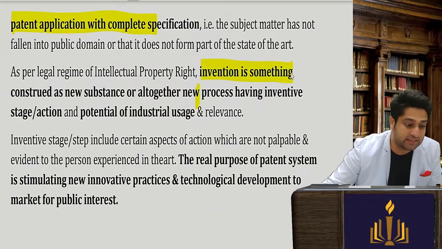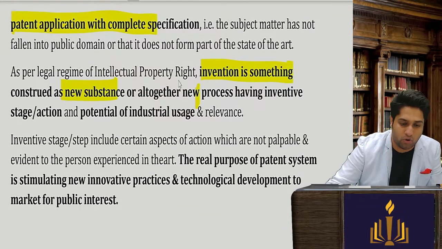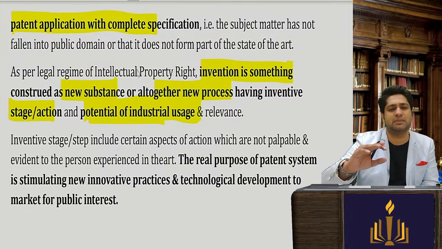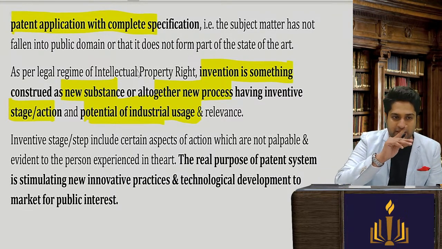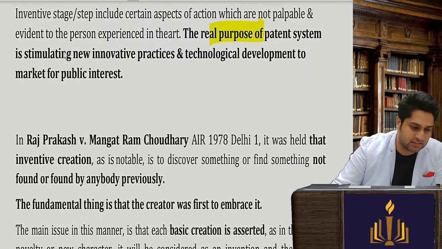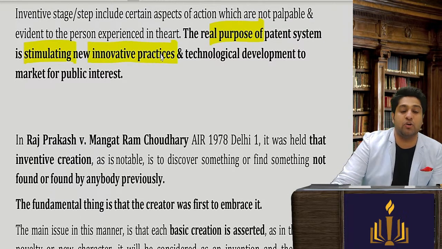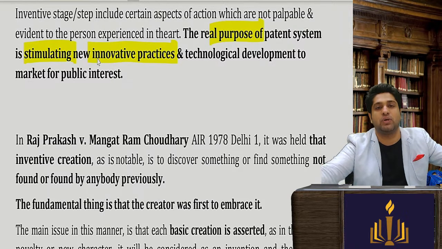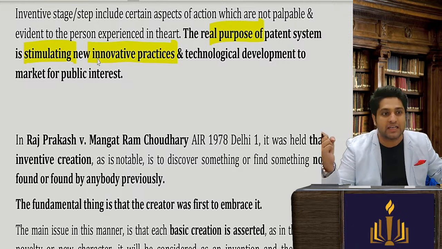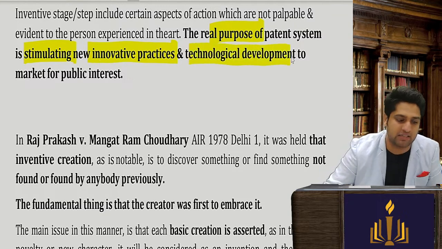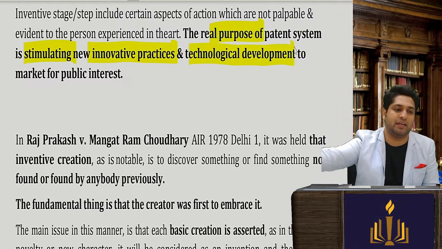Invention is something construed as a new and altogether new process having inventive step and potential of industrial usage. So invention means something new that you have made, a product or process, and capable of industrial usage. So they are repeating it. The real purpose of the patent system is to stimulate new innovative practice. Once you give the rights, powers, benefits to inventors, it will stimulate, encourage, and boost more innovative practices and technological advancement, leading to greater public interest.